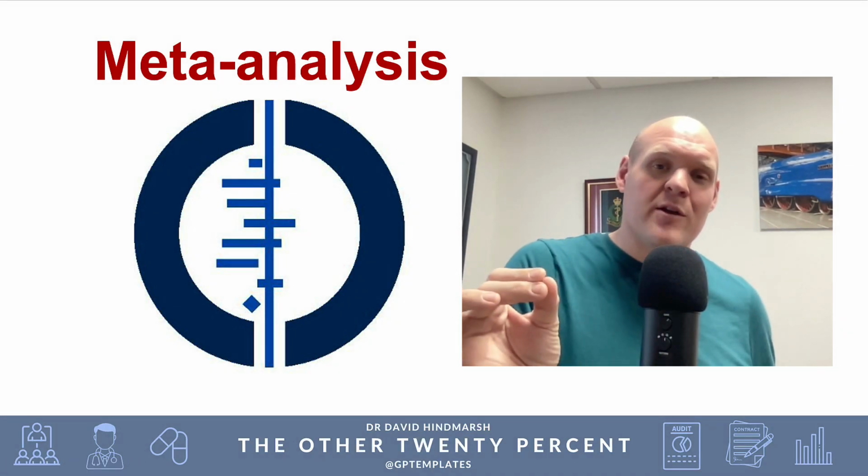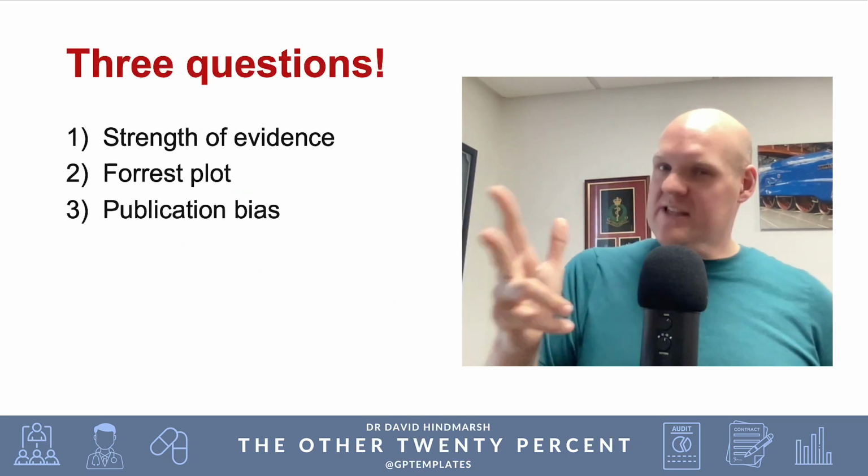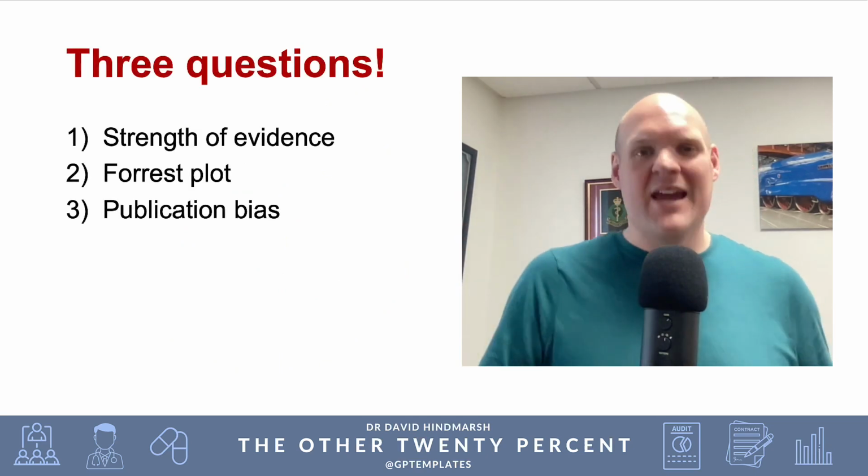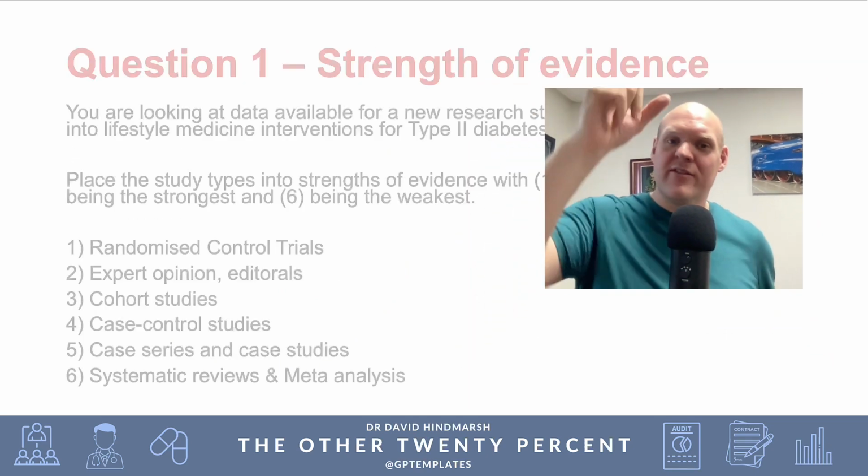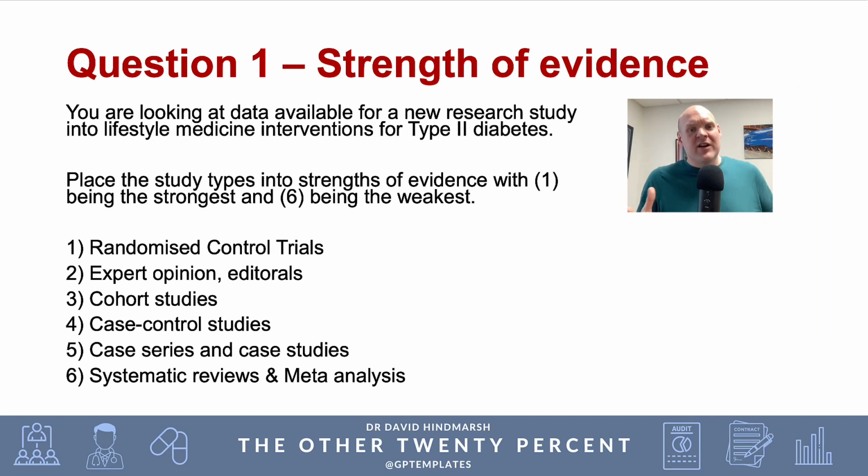In this video, we're going to look at meta-analysis and we're going to pose this in 3 questions based around some AKT style questions. So, strength of evidence. You're looking at data available for a new research study into lifestyle medicine intervention for type 2 diabetes. Place the study types into strengths of evidence with 1 being the strongest and 6 being the weakest. Pause the video before we get to the answer.